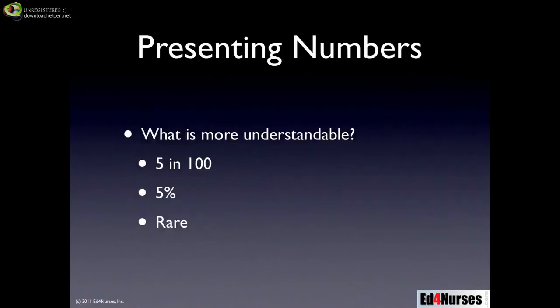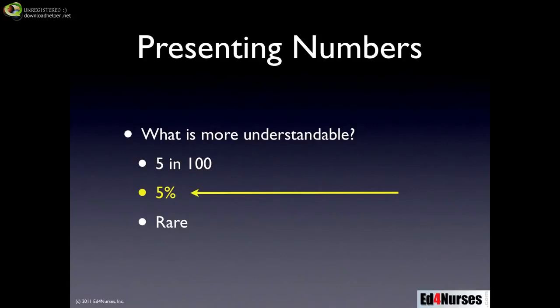Now, when we're presenting numbers to our patient, which of these three do you think is more understandable? When we're telling a patient about a fairly rare side effect of a medication, would it be best to say that 5 in 100 people get the side effect, 5% of people get the side effect, or that the side effect is rare? Well, in fact, in a recent study, they found that the most understandable way to present this information to our patients is to talk about it in terms of the 5%. So more patients are going to understand what the numbers mean and how frequent this is going to happen by saying 5%, rather than just saying rare.